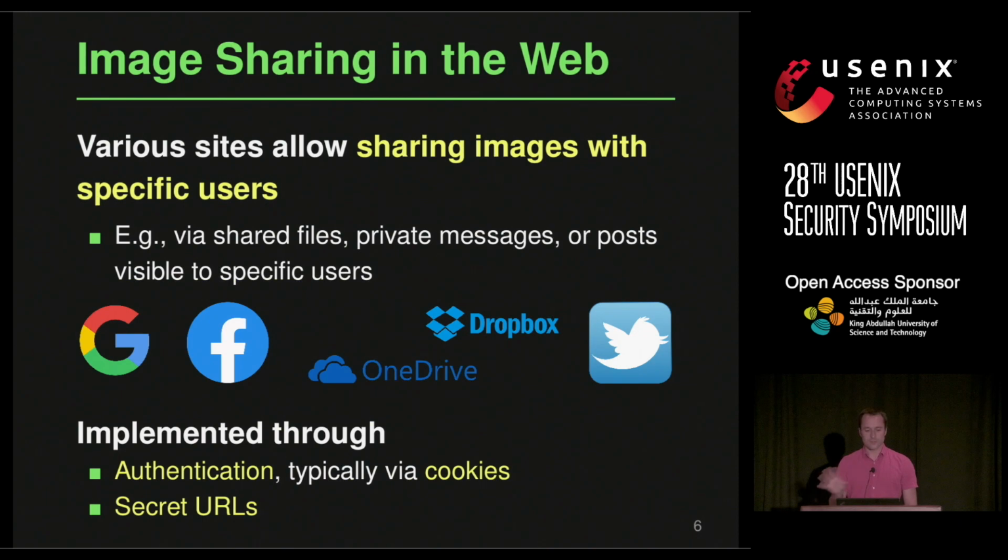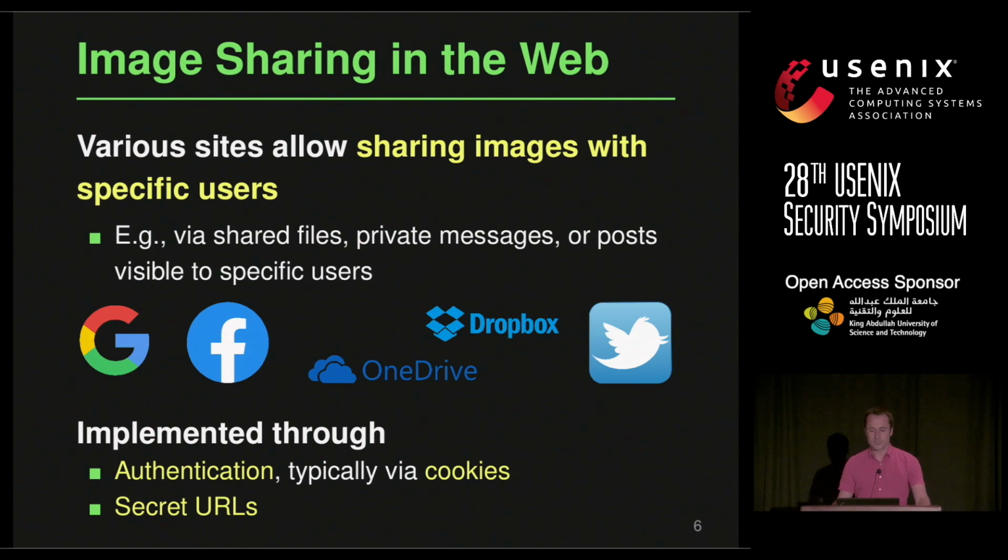All right, so now all of this relies on image sharing in the web. So let's look a little bit more into what this really means. When I say image sharing service, I mean any of these various sites that allow you to share images with specific users. You can do this, for example, on Google or Dropbox by sharing specific files with specific other users. You can do it on Twitter by sending a private message to one user and have an image embedded in this private message. Or you can, for example, also do it on Facebook by posting something and make this post visible only to a specific user. And then there are many other ways and many other sites where you can do the same. So these are just some representative examples.